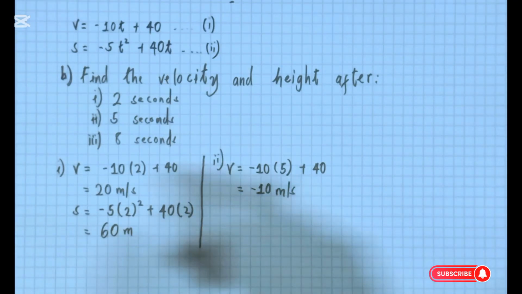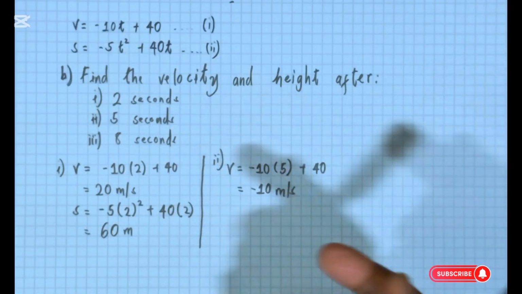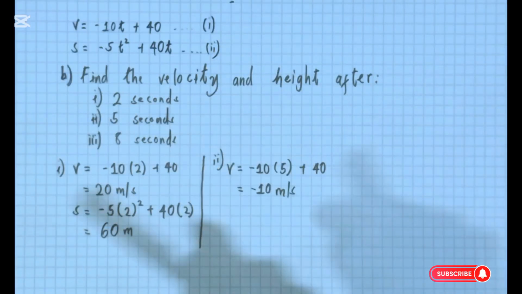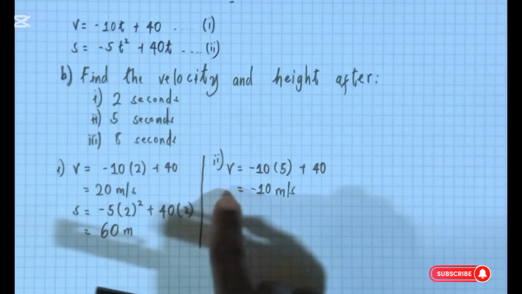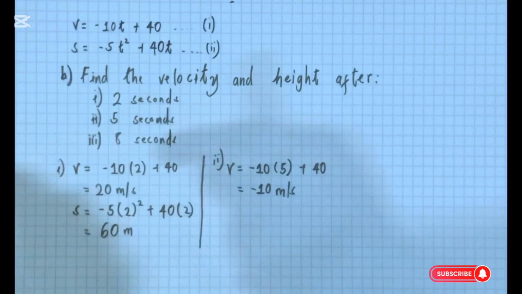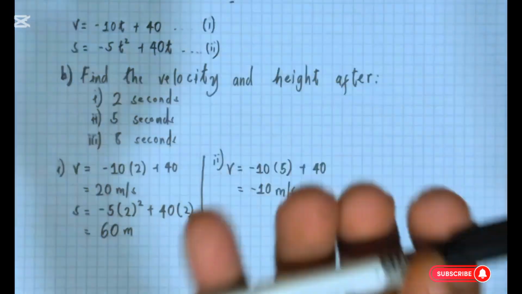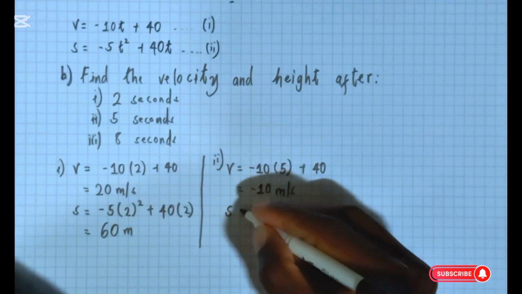So what that means basically is that at the fifth second, the speed will have reduced. It started with 40, then at the second second it was 20, and now at the fifth second it is -10. That is to mean that probably the ball is going down. It has already reached the maximum height, and now it's coming down. That's why we are having -10 as the velocity there.